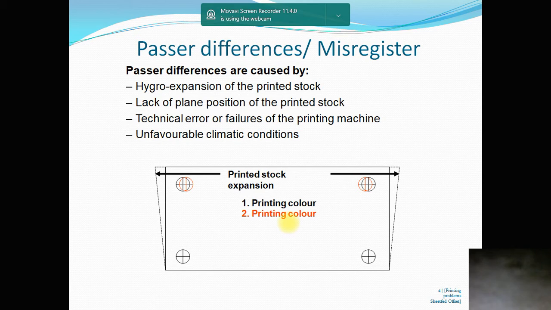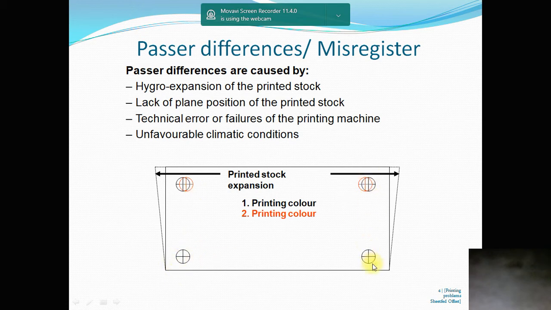Then press differences, or pass differences, are also called misregister. What is the meaning of misregister? I think you might know about registration marks in the printing sheet. At the bottom of the printed sheet, if you observe in newspapers, sometimes if the margins are not trimmed, you might have seen the registration marks. These are the registration marks. See here, these are the registration marks.